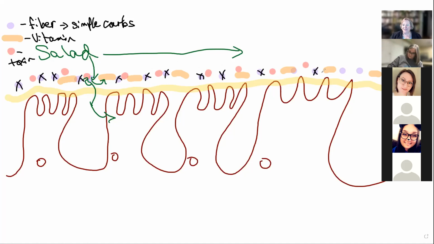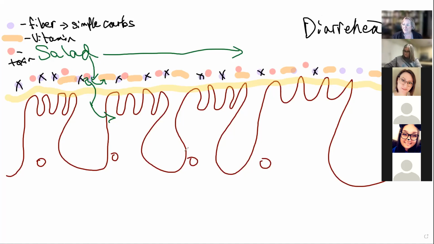Well, if it eliminates the fiber, wouldn't that cause diarrhea? Yes, it will cause diarrhea, because the fiber's going to go straight through. I'm not absorbing things. So yes, that is one consequence.